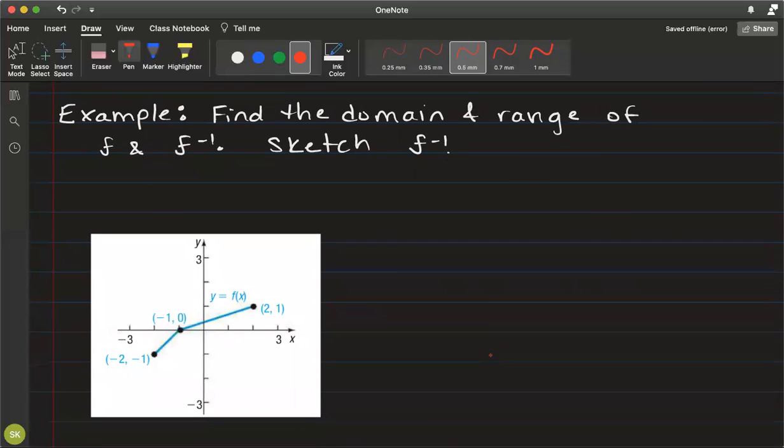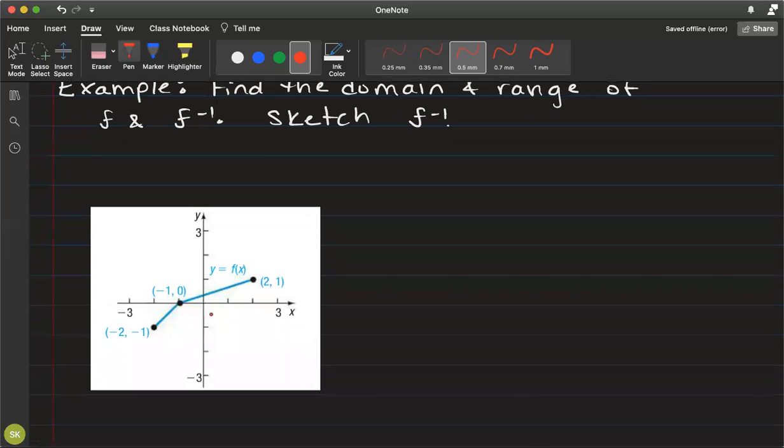So here's our next example. Let's find the domain and range of f and f inverse, and let's also sketch f inverse. So here I haven't given you an equation for f, I've just given you a graph. But from the graph we can get a lot of information. So you can see this is the graph of y is equal to f of x.